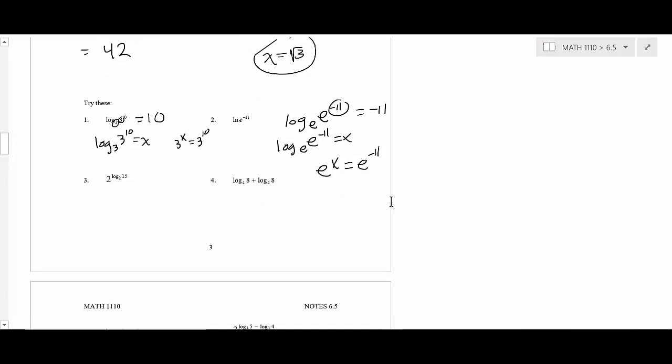How about number 3? What'd you get? 15. Yeah, that's one of the properties. That's 15. That one's one you just probably need to know the property on.